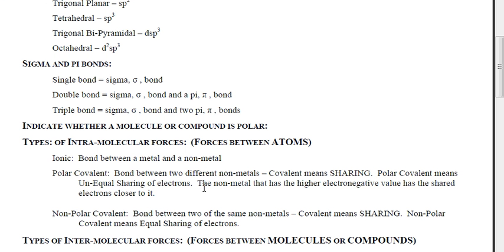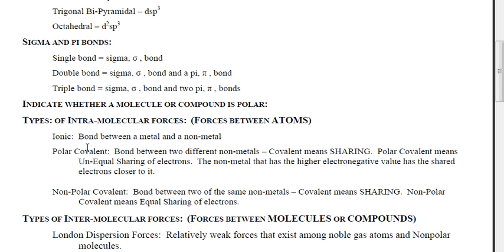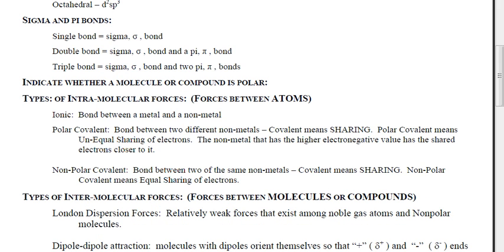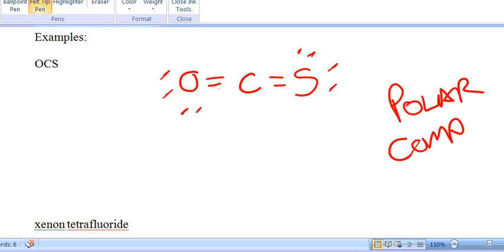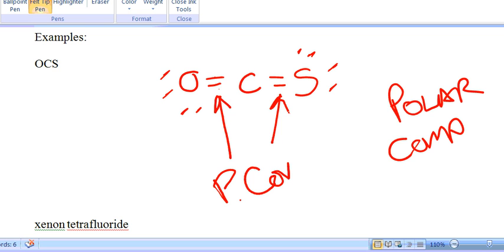All right, the next question. It wants to know the type of intramolecular forces. So intramolecular forces are the forces between atoms. So what kind of force do we have between the oxygen and carbon? Well, they do not have the same electronegative value. Actually, oxygen has a much higher electronegative value than carbon. So this is a polar covalent bond. Same thing applies here between the carbon and the sulfur. We have 2 nonmetals that are sharing electrons, but they're not sharing them equally. So the intramolecular forces for this compound are polar covalent.